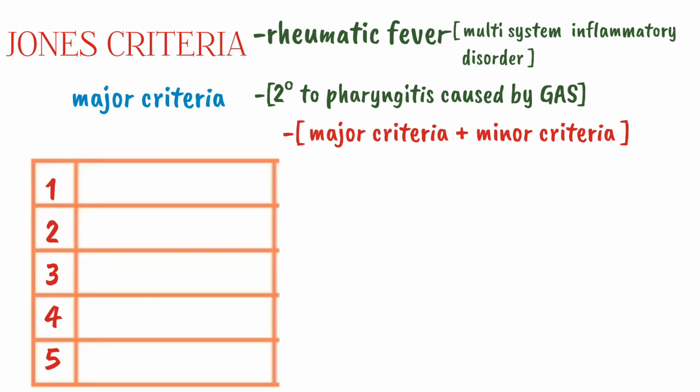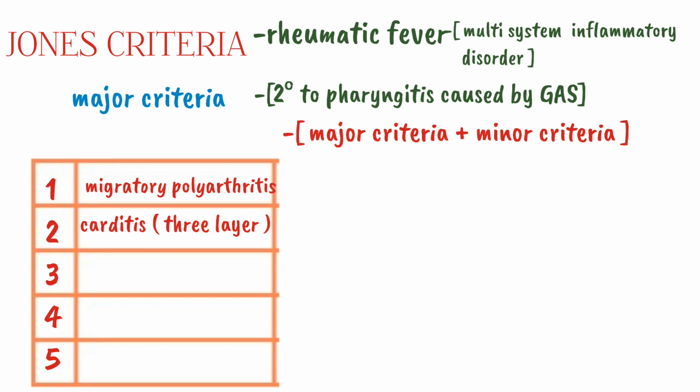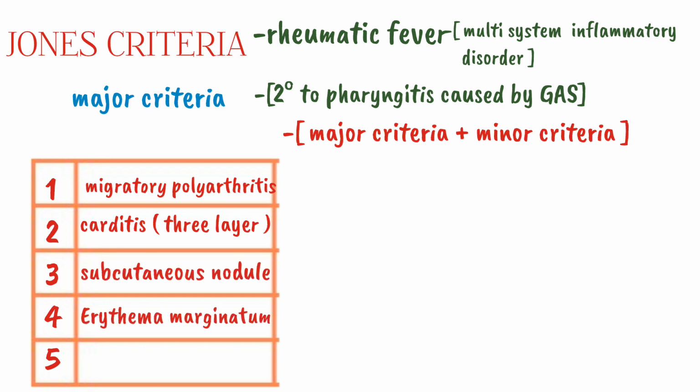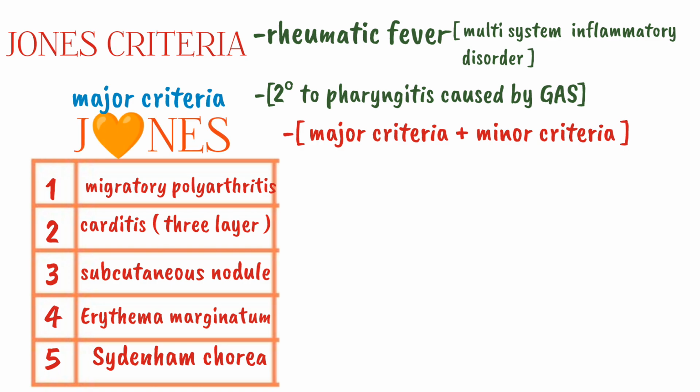The Jones major criteria have five constituents. The first one is migratory polyarthritis, second one is carditis, third one is subcutaneous nodule, fourth one is a skin rash, erythema marginatum, and the last one is Sydenham chorea. Remember that the mnemonic which we use for the major criteria is JONES. J stands for joint disease, O in the form of a heart represents carditis, N for nodule, E for erythema marginatum, and S for Sydenham chorea.